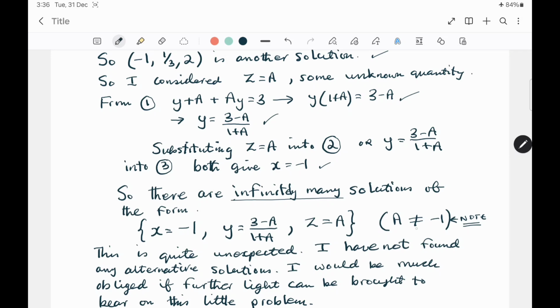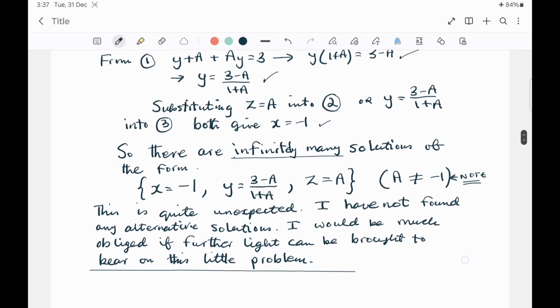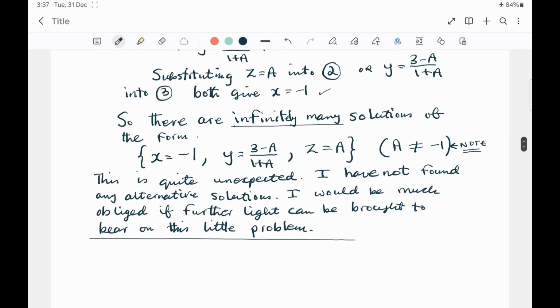And you have to stipulate that a is not equal to minus 1, otherwise the y term would just be infinite. I've remarked here that this was most unexpected, and I've not found any alternative solutions. So I'd be very much obliged to any of you who happen to listen to this little episode if you can throw any further light on this particular problem.